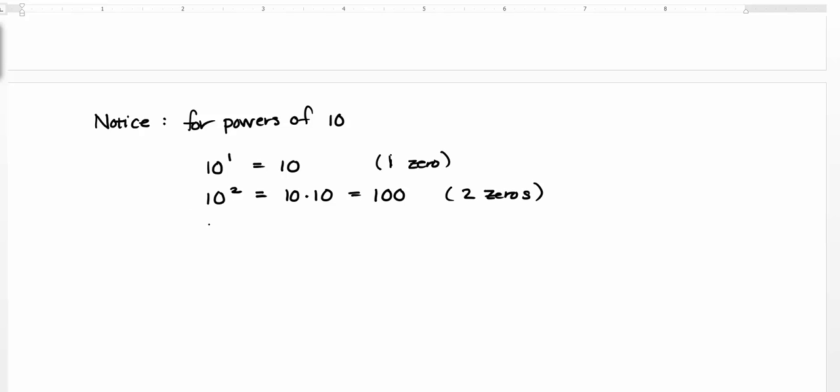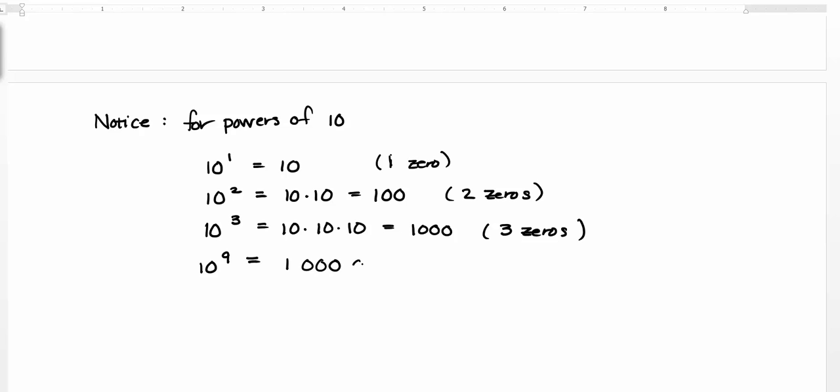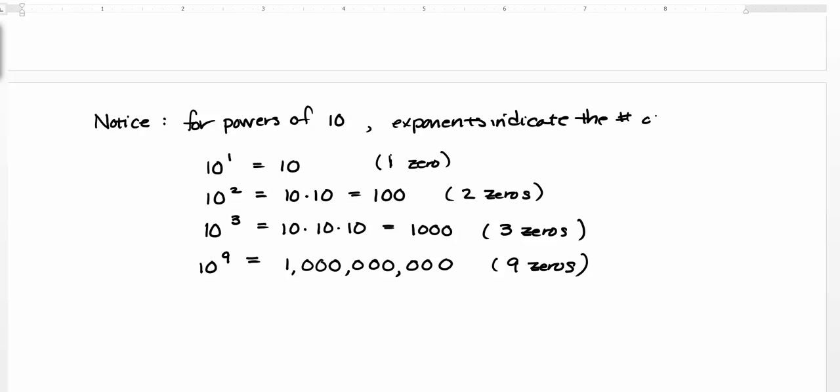10 to the third is 10 times 10 times 10, which is 1,000, which is 3 zeros. So you can imagine 10 to the 9th is going to have how many zeros? We're going to have 9 zeros: 1, 2, 3, 4, 5, 6, 7, 8, 9. So for the powers of 10, the exponents indicate the number of zeros after 1. Okay?